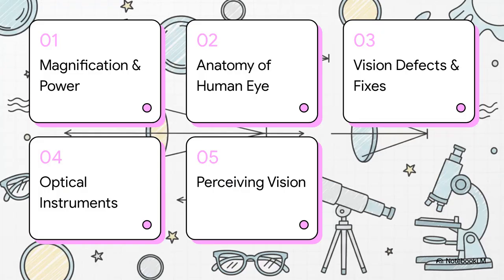Welcome, students and learners. Today, we are taking a truly fascinating journey in this explainer. We will start by understanding the foundational mathematics of lenses, magnification, and lens power. Then, we will explore the biological marvel that is the anatomy of the human eye, followed by vision defects and their corrections. After that, we'll see how we use powerful optical instruments to look at the very small and the very far. And finally, we will explore exactly how we perceive vision inside the brain. It's a beautifully structured path, so let's begin.